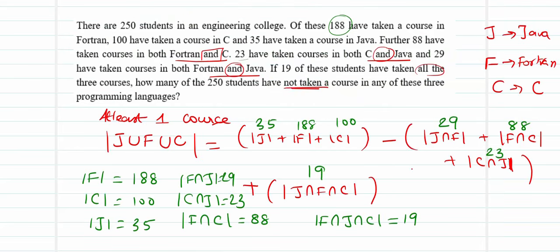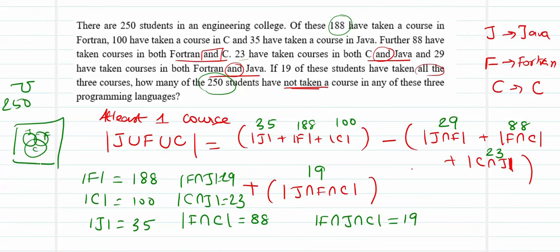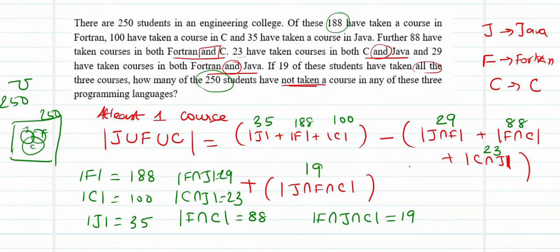The question here is, out of the 250, so this 250 now represents your universal set. From the universal set, I have three subdivisions: one is Java, one is Fortran, and the other is C. So 250 is your overall strength, and out of it, at least one course has 202. This three together contributes to 202. So how many have not taken any of these? They live in this empty part over here.